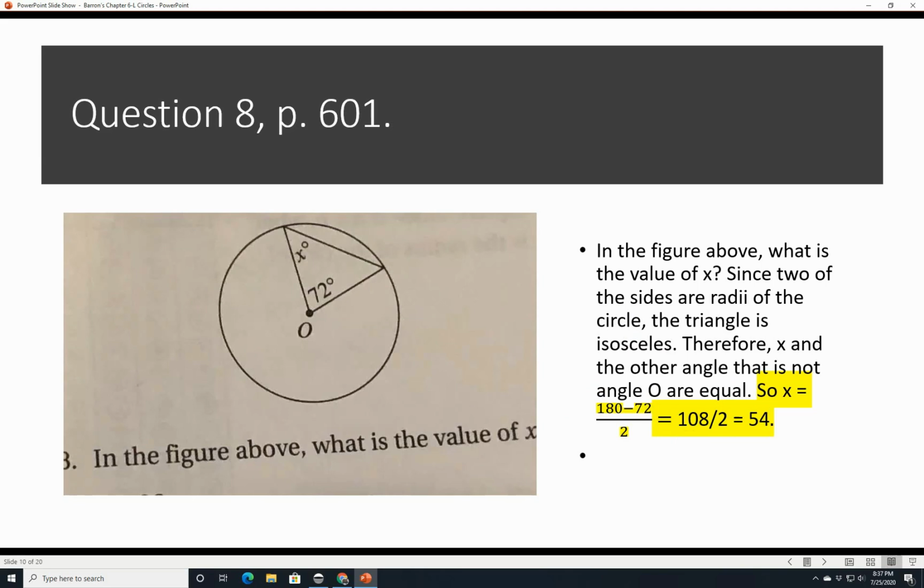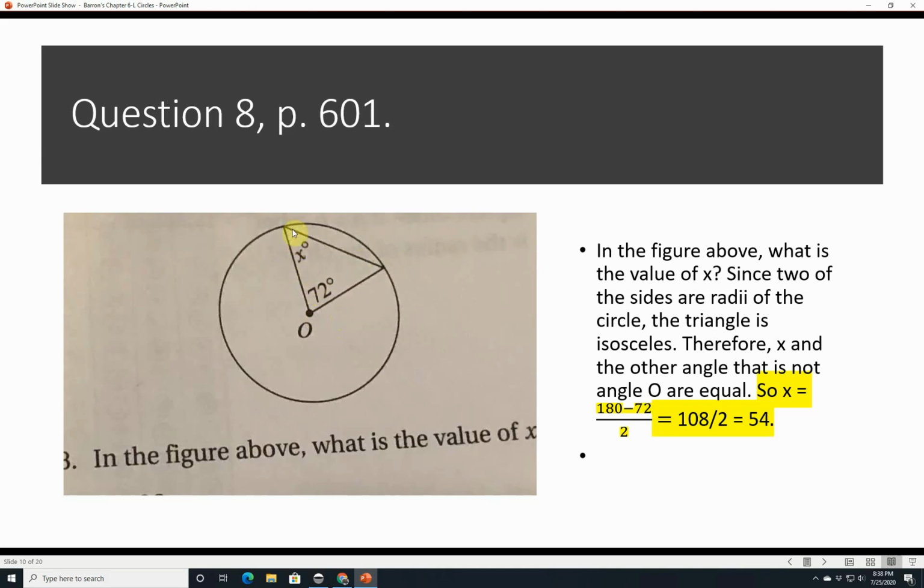Question 8. In the figure above, what is the value of x? Well, since two of the sides are radii of the circle, the plural of radius is radii, we know that this is a radius and this is a radius. So this side has to be equal to this side. Since it's an isosceles triangle, angle x has to be equal to this angle here. So 72 is the odd angle out, so to speak.